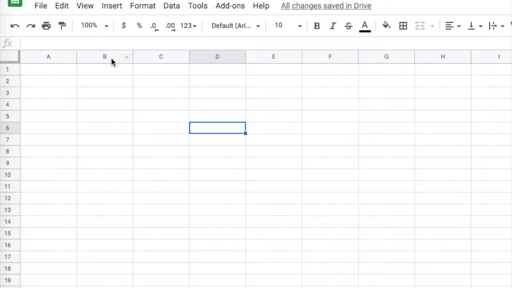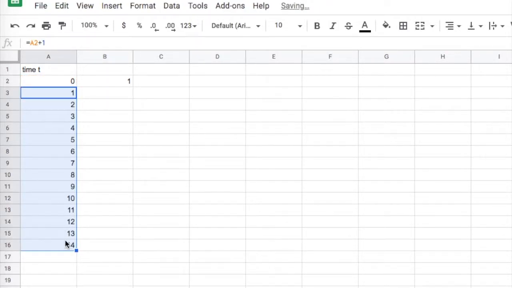Here we are in a little Google Sheet, and I'm just going to talk about exponential growth. Imagine you have a bacteria. You have one bacteria, time is equal to 0, time t is 0, and we have one bacteria. Every single day it doubles, it reproduces. Equals the one above it plus 1. Fill that down, Command D. I got a whole bunch of days here.